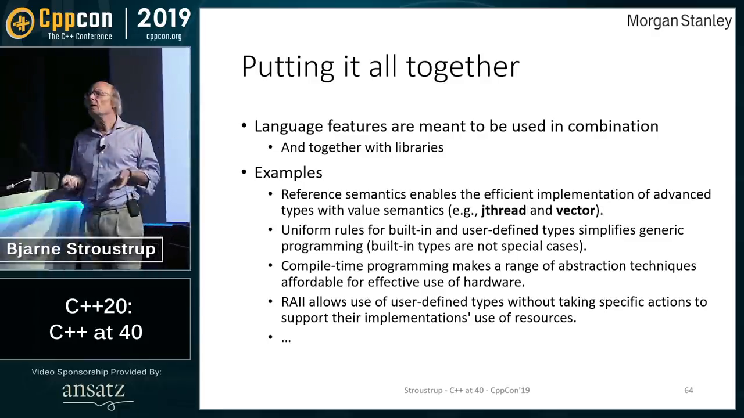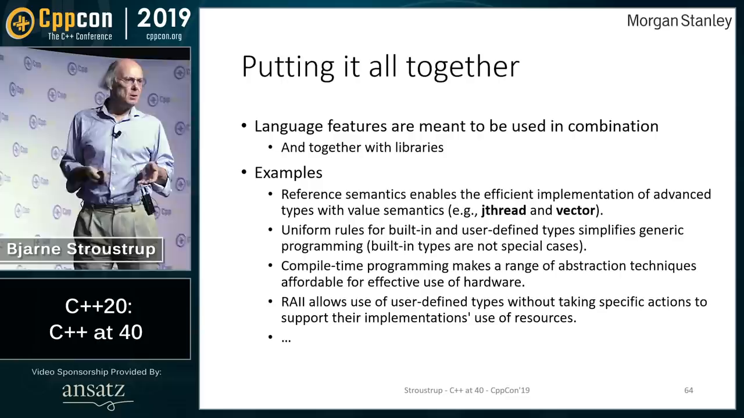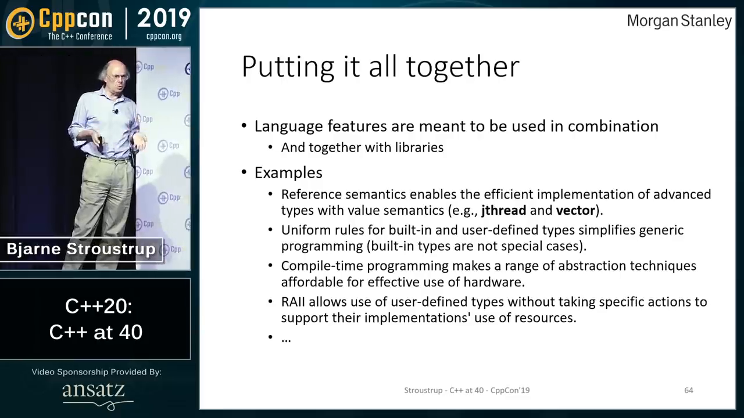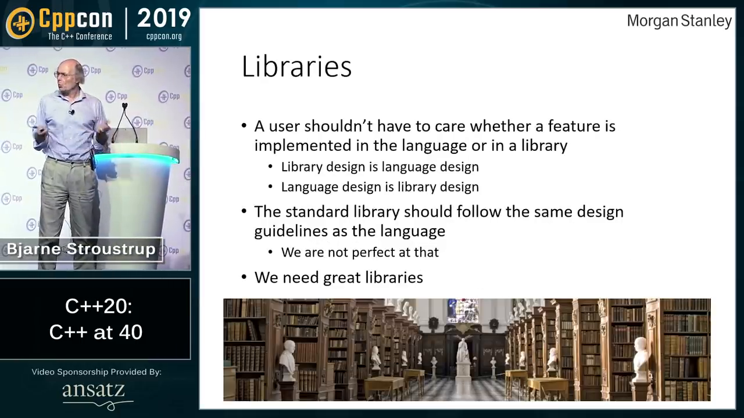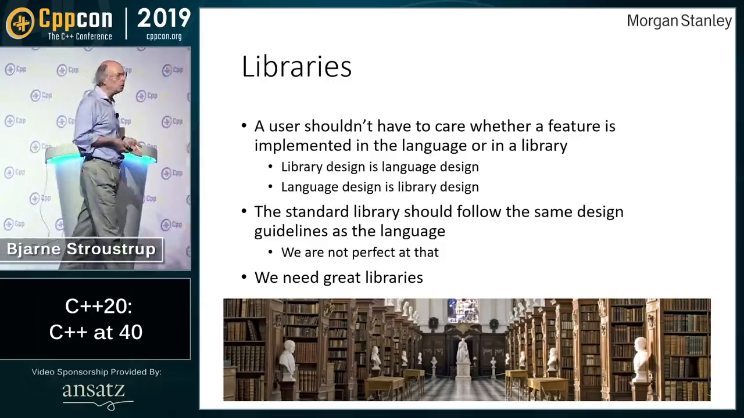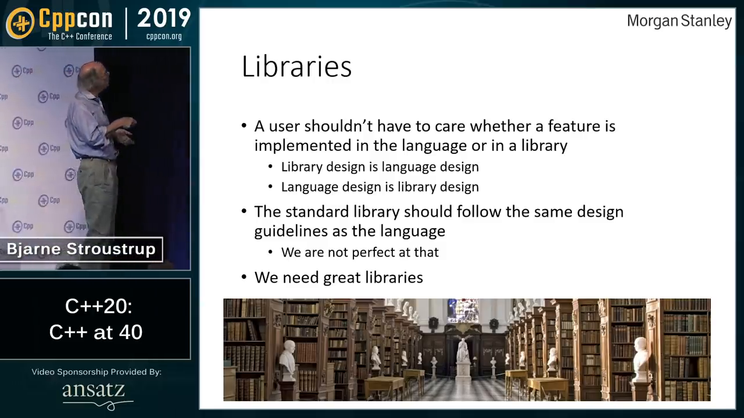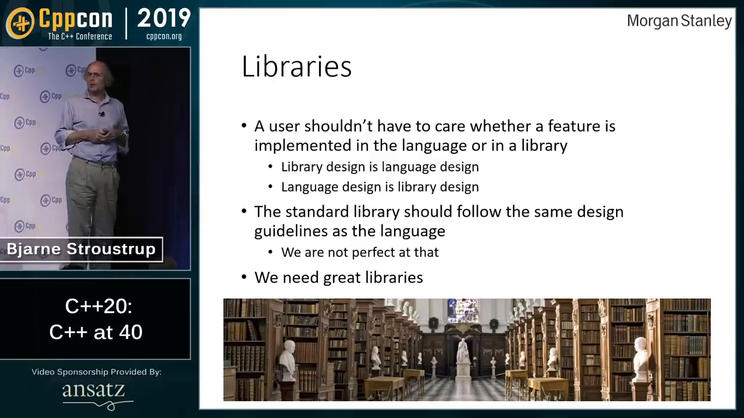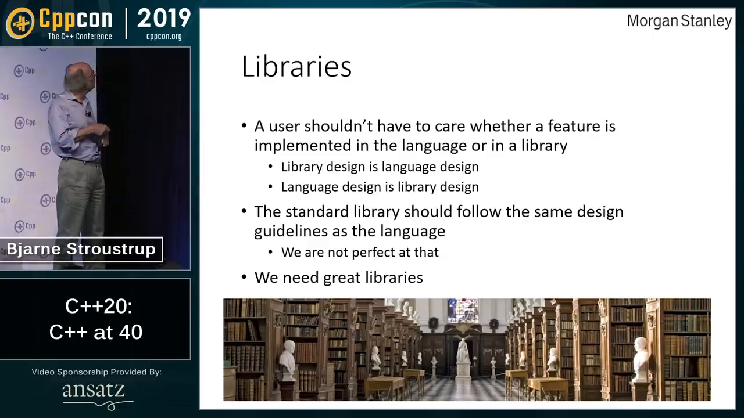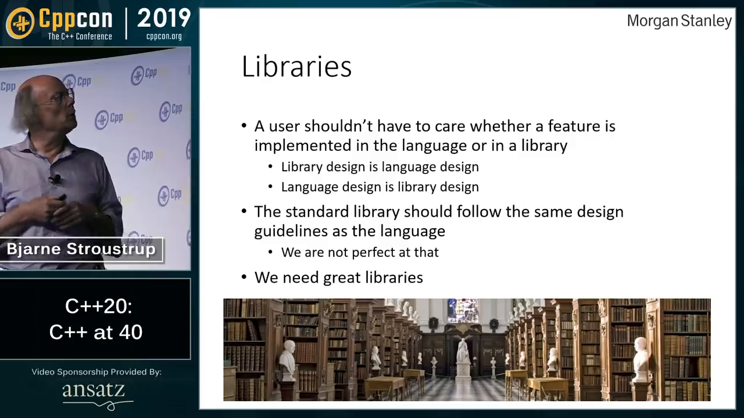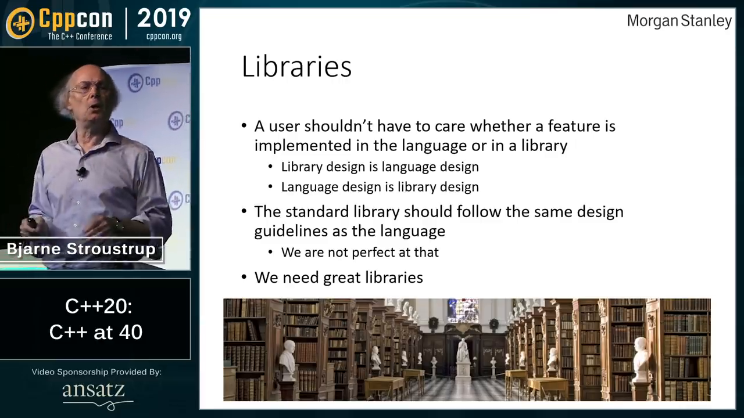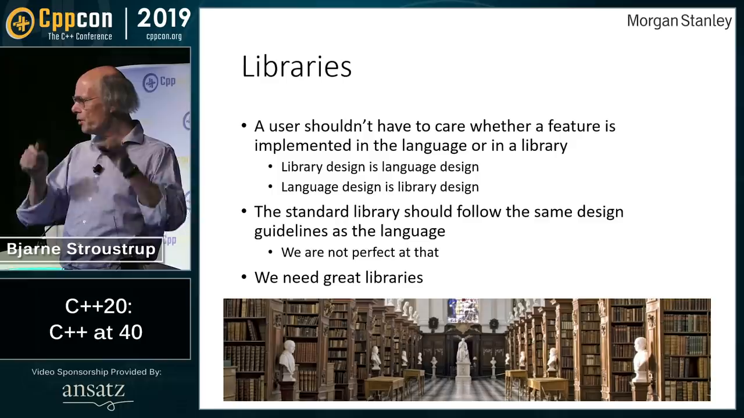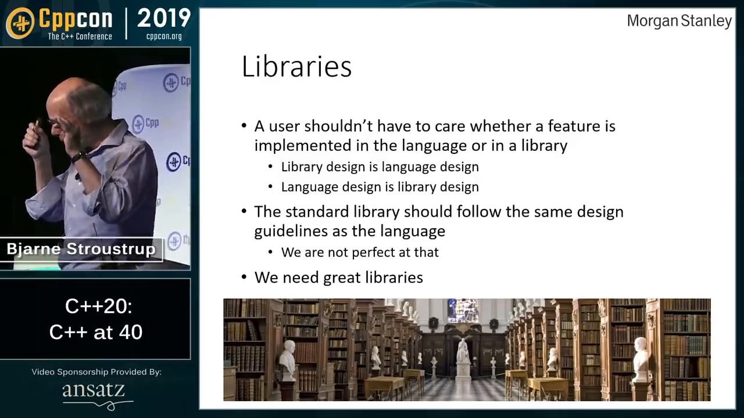And so basically the idea again and again is that these things have to work in combination. And all of these principles on my list, the rules of thumb on my list, work in combination. And one of the things we do is to build libraries from it. A user shouldn't have to care whether a type is implemented as a built-in or as a library facility. At Bell Labs, we used to say that library design is language design and language design is library design. It's fundamentally the same thing. You're trying to allow the users to express their ideas directly and affordably.